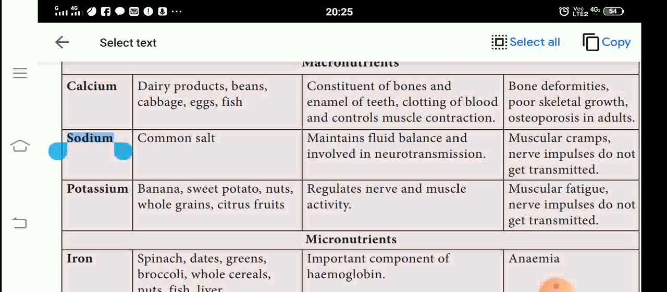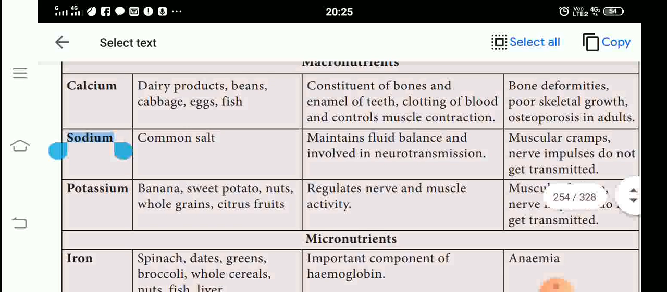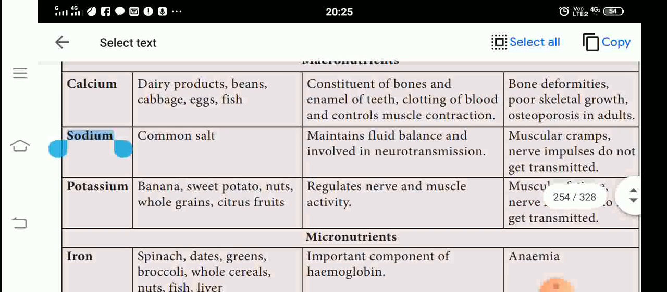Similarly, like sodium, if potassium is deficient, it will lead to muscular fatigue. The nerve impulses do not get transmitted. Similarly, in sodium deficiency, nerve impulses are not properly transmitted. In potassium deficiency also, the nerve impulses do not get transmitted.